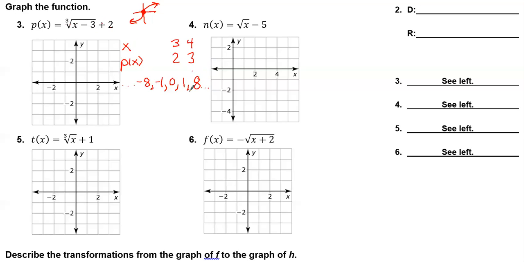Okay, now the next one is 8. The next perfect cube is 8. Well, what would x have to be so x minus 3 is 8? It'd have to be 11. So 11 minus 3 is 8. The cube root of 8 is 2, plus 2 is 4.